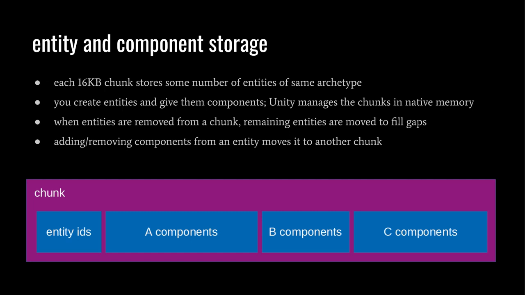The chunk also has a header with information about the chunk, including the count of entities currently stored in the chunk. If a single chunk is not enough to hold all the entities of a particular archetype, additional chunks are created. Because a single chunk can only store entities of one particular archetype, when we change an entity's archetype by adding or removing components, the entity must be moved to a different chunk that matches the entity's new archetype. The entities in a chunk are meant to be stored contiguously with no gaps, so when an entity is removed from a chunk, the last entity in the chunk is moved up to fill in the gap.